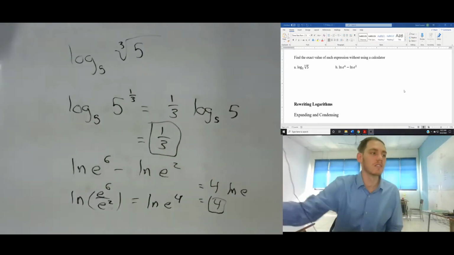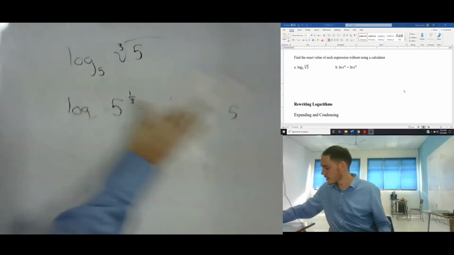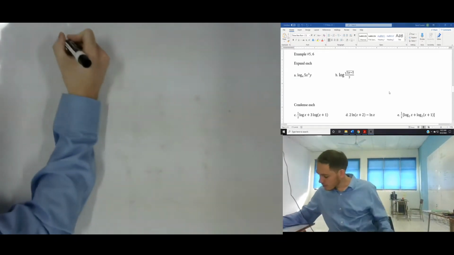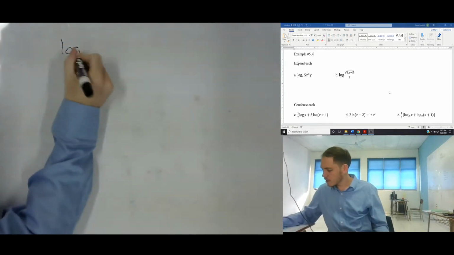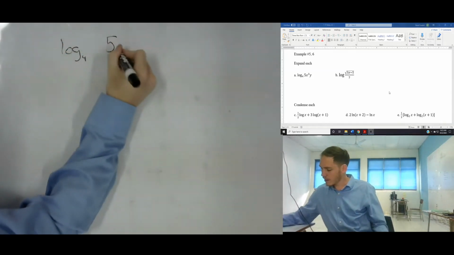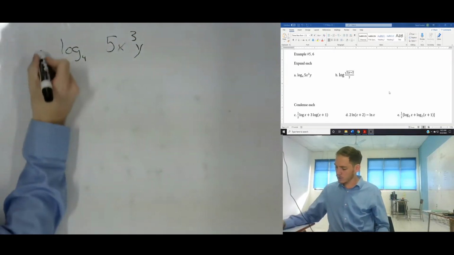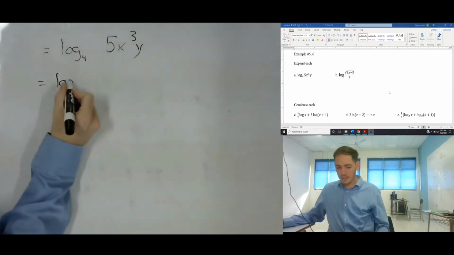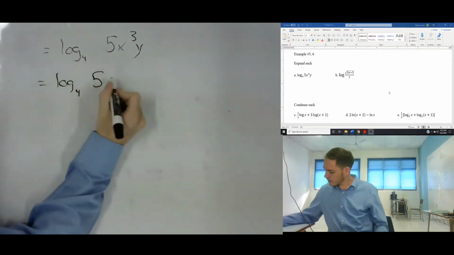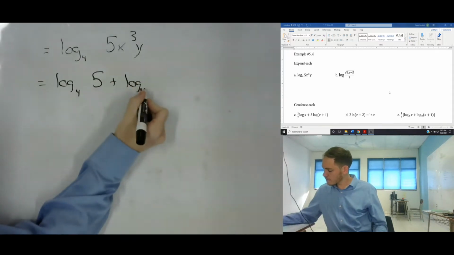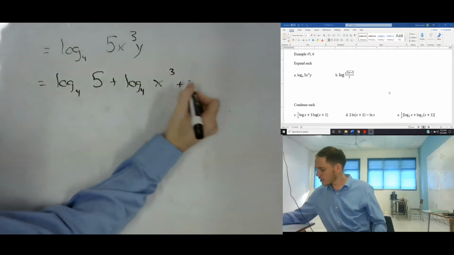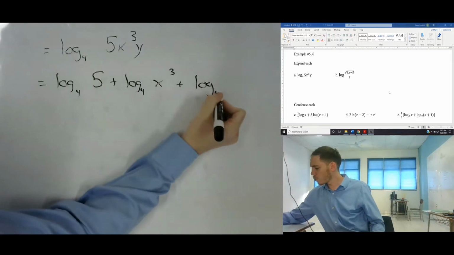So let's go to rewriting logarithms, expanding and contracting. Now expanding is just writing it using the properties. You're going to expand the expression. So our first example, example 5, log base 4 of 5x cubed y. Now the key here is this is a product, so we're just going to rewrite this as log base 4 of 5 plus log base 4 of x cubed plus log base 4 of y.